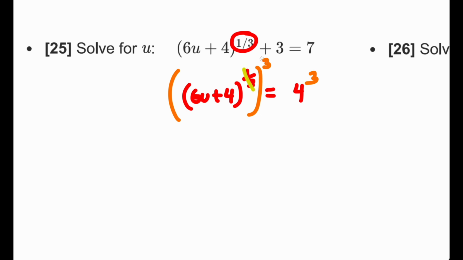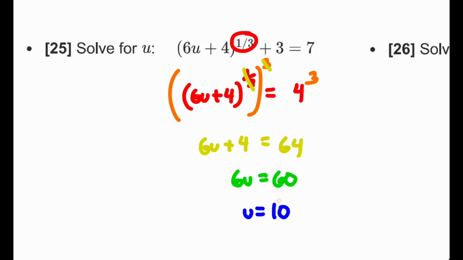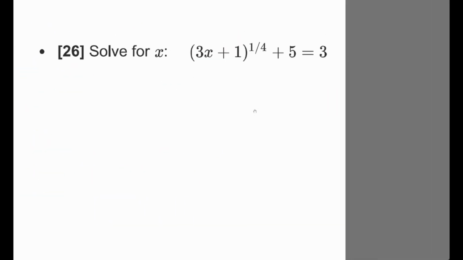If you turn it to a cube root, it's the same thing as keeping it to the 1/3 power. You'll get the same answer either way. You're going to get 6u plus 4 is equal to 4 to the 3rd, which is 64. From here, subtract 4 on both sides. 6u equals 60. Divide both sides by 6, and you get u equals 10. If you check your work, that is the final answer. So I'll highlight it. Next, we have solve for x. Same kind of thing.